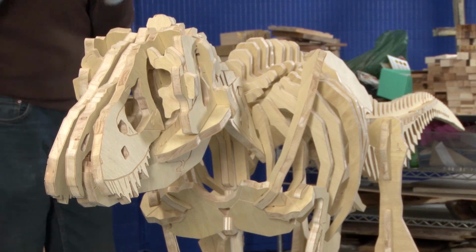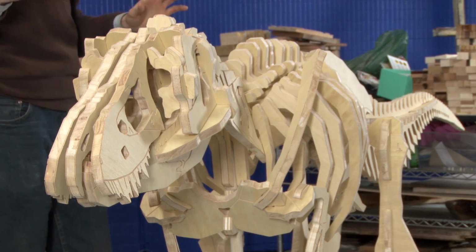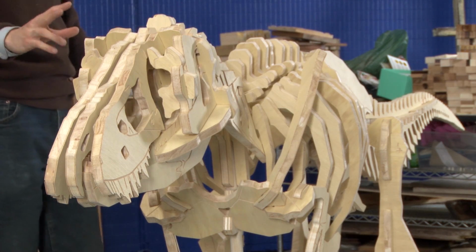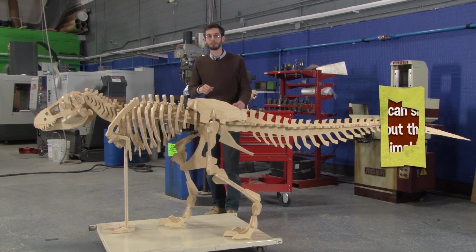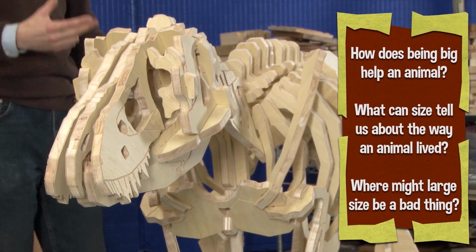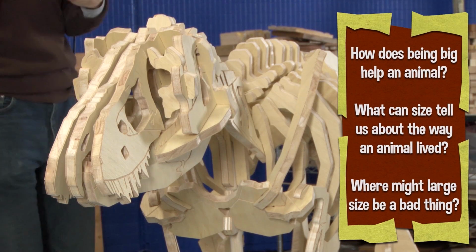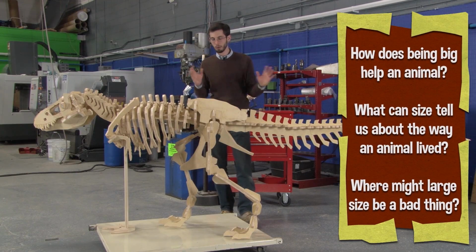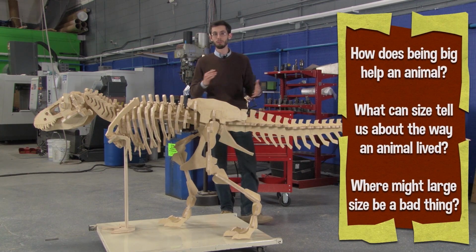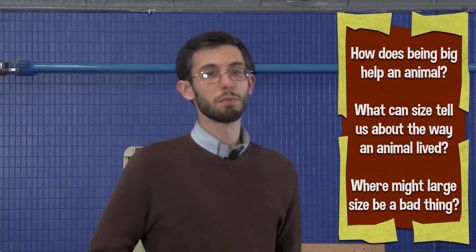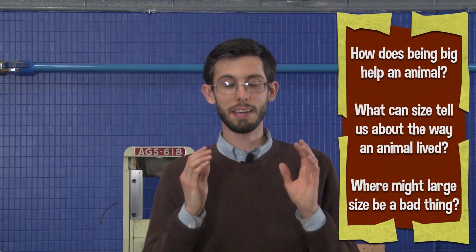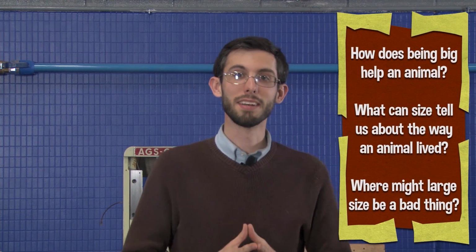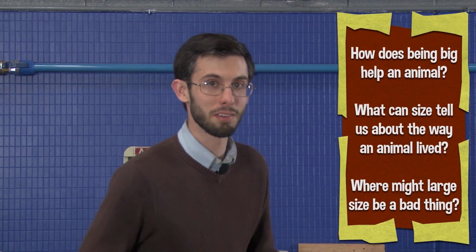Now, size by itself is an adaptation. It weighed about 6 to 10 tons, which is completely different from anything that's living today. We don't have two-legged animals that big walking around. Remember, environments change, and organisms either adapt, move away, or die out. For one thing, an animal this big would need a lot of food available. It would need to be taking in a lot of energy from its environment.